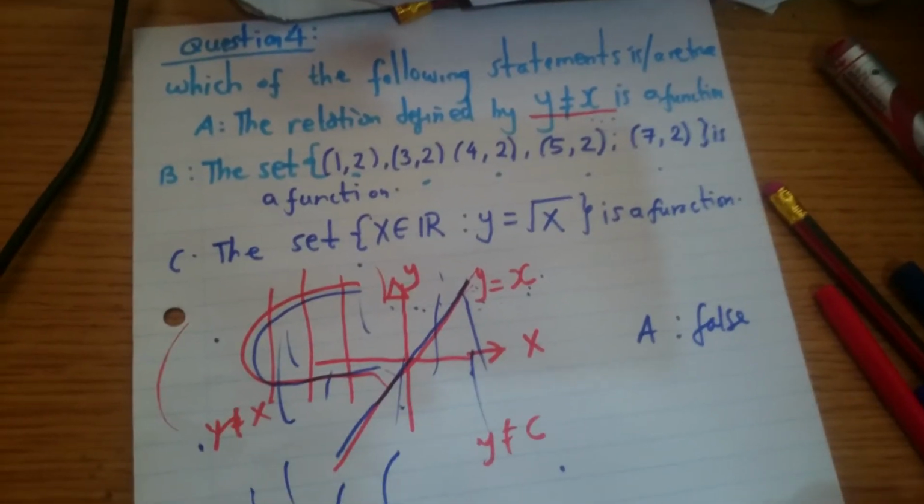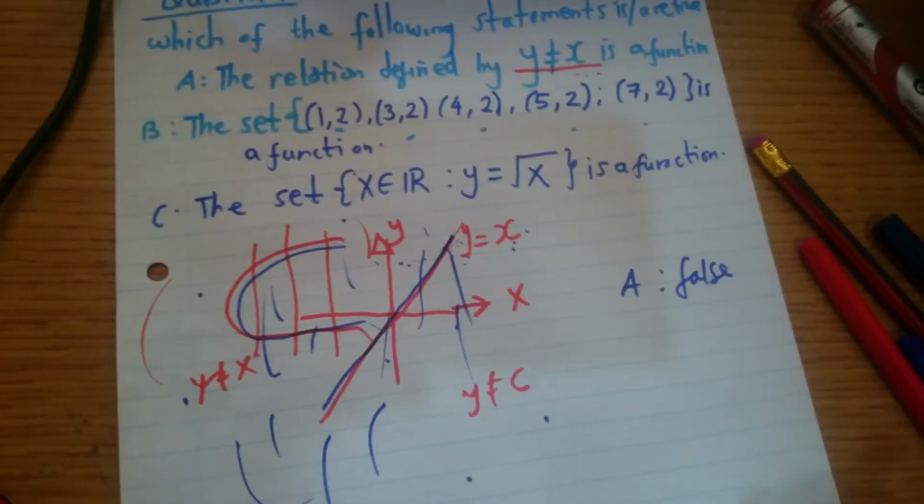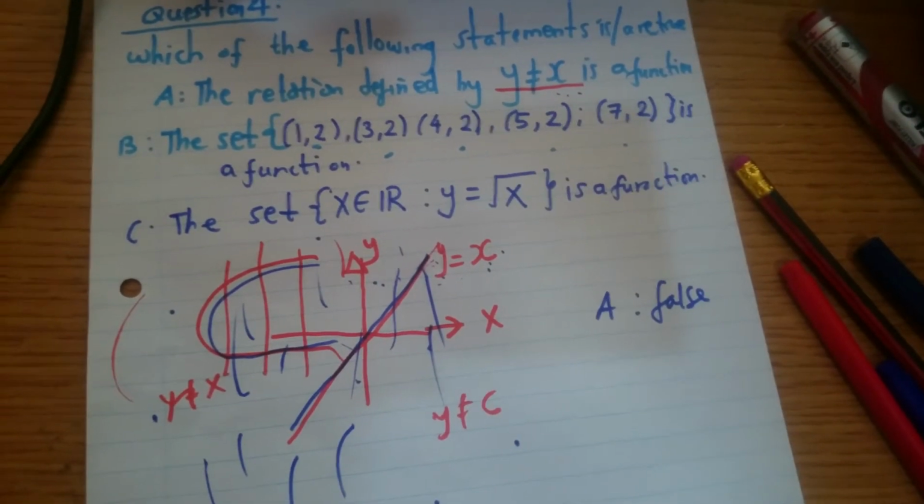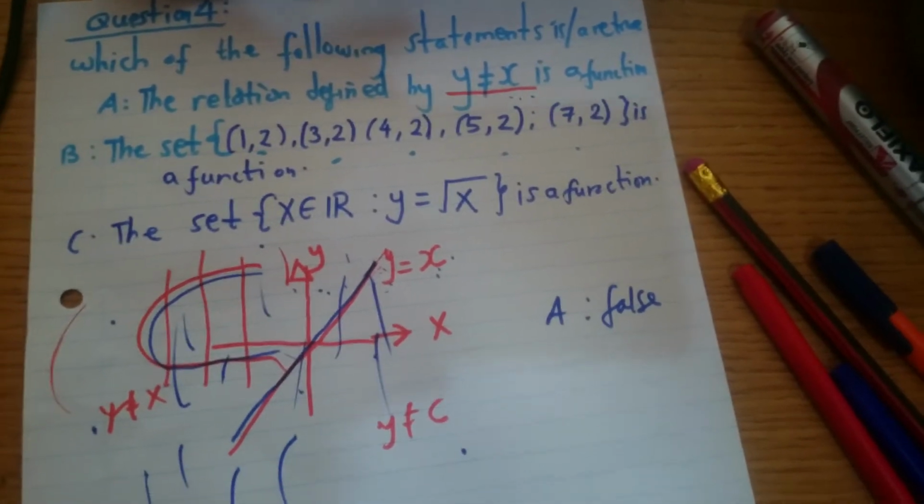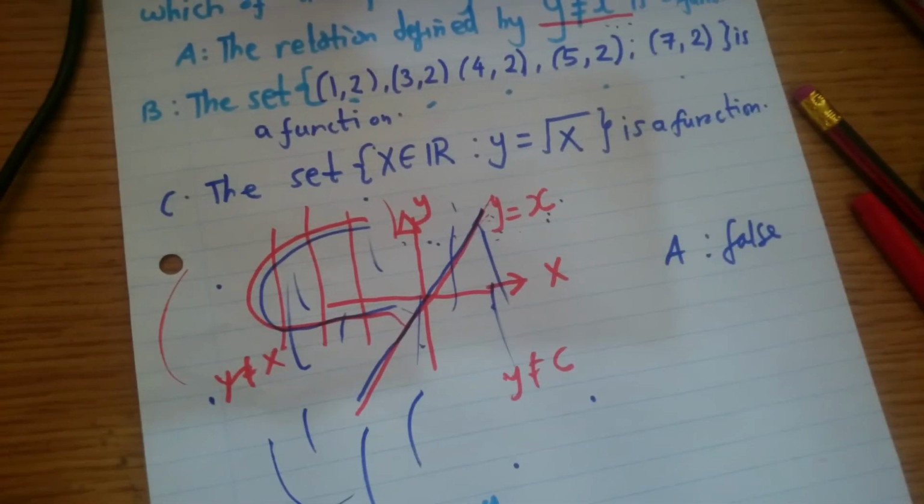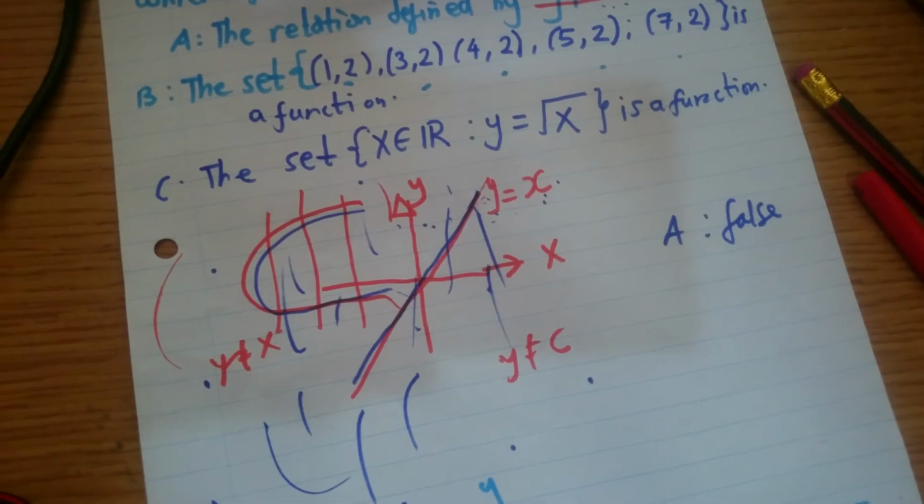The third one, 4 and 2. This is 4, and this is 2. The fourth one, 5 and 2. The next one, 7 and 2. So you see, all of them have the same value of y. So this is going to be our line.